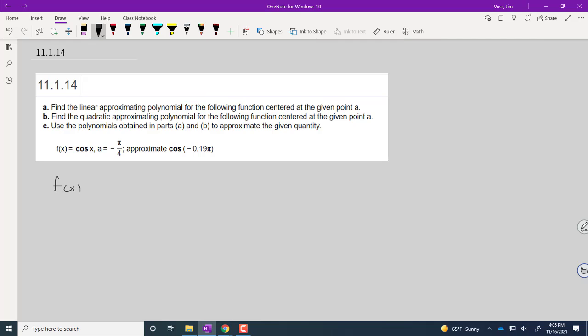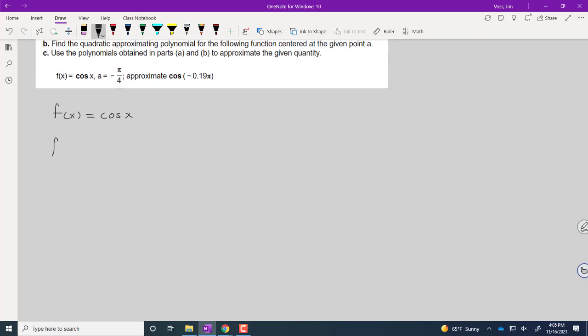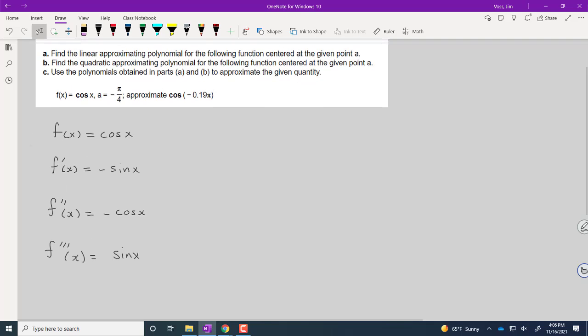So we start out with a derivative. Well, let's start out with our function. The derivative. The derivative of cosine is negative sine, so we're back to sine. So now we've done the whole cycle. The next one will be this, and then this, and then this, and then this, so it's going to have a cycle of four.